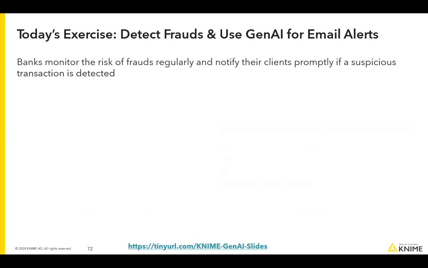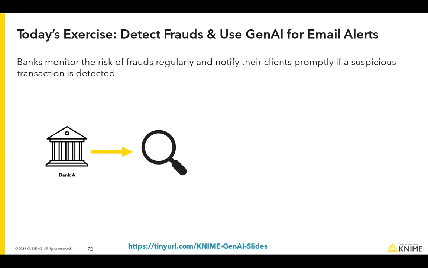And for today's exercise, the main topic is, as I said, fraud detection, so detecting fraud in contracts. The main outlier has to do with the amount of money indicated in those contracts. The idea is that banks monitor the risk of potential fraud constantly, and ideally they should alert their clients who are at risk of fraud promptly, so that they can take action. They can say, hey, contact us because we identified a possible risk of fraud. Let's see what we can do.